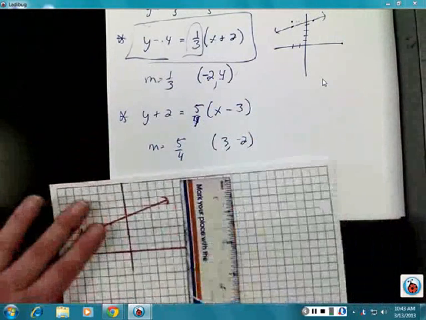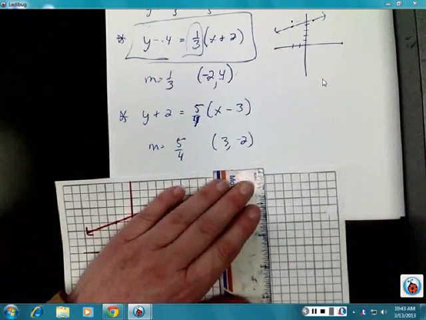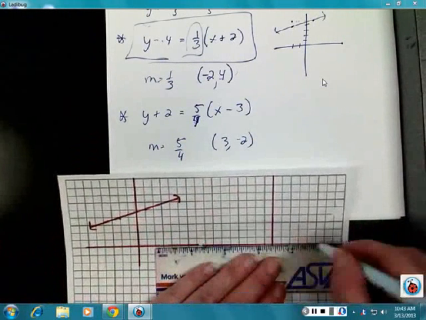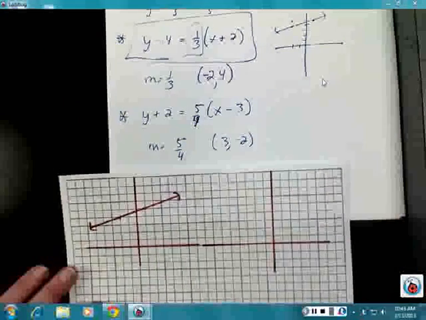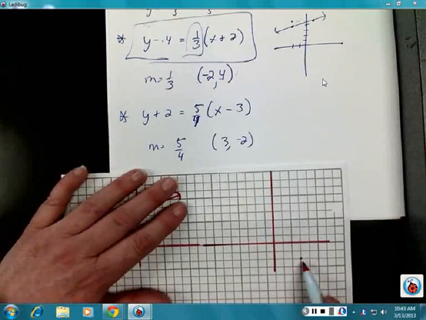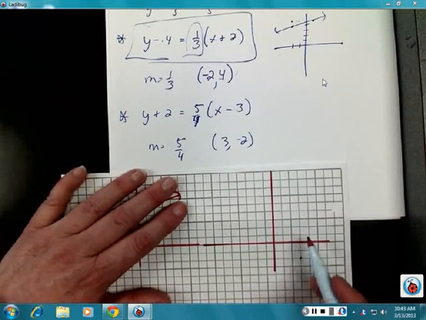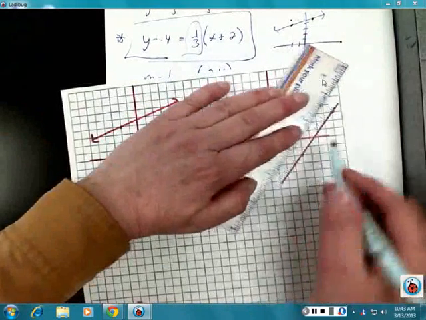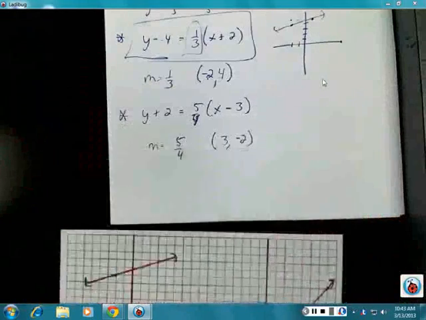So if we're going to graph this one, let's put that in here. So where am I going to start from? Yep. Over 3, down 2. That's my starting point. So now I want to do up 5. 1, 2, 3, 4, 5, and over 1, 2, 3, 4. And if I connect those, I will have the graph of my line. Notice I didn't need an intercept, or I didn't need that stuff. Another one? Okay. We'll do another one.